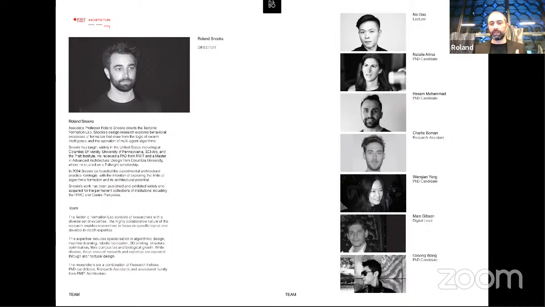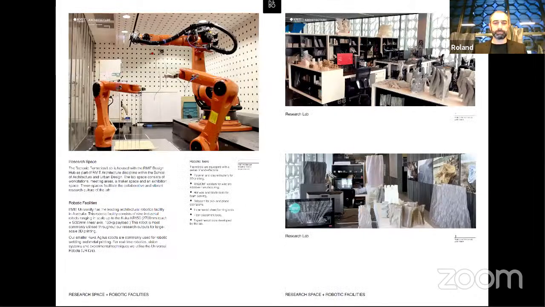And so the way the lab is structured is that each researcher is exploring a particular topic, and then we often come together to explore this research in more detail through demonstrator projects. And so what I'll be doing today is describing those demonstrator projects. The lab is housed at RMIT University in Melbourne, and so it consists of a research space as well as a robotics laboratory.